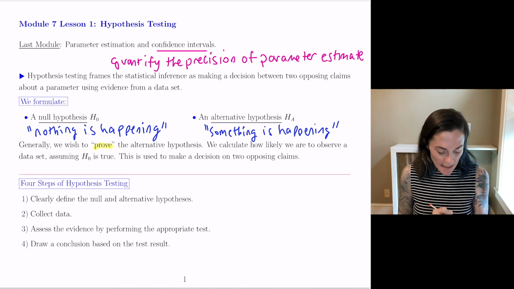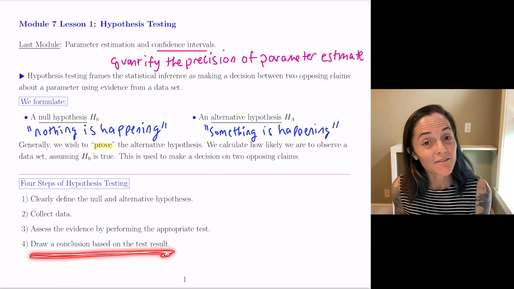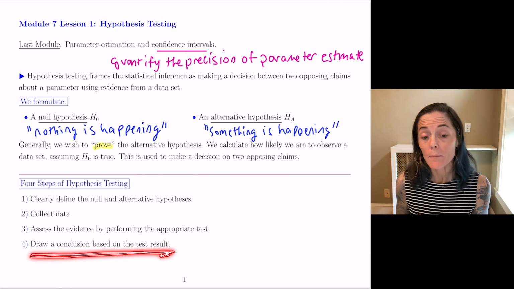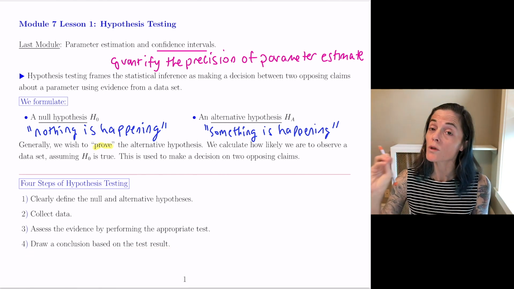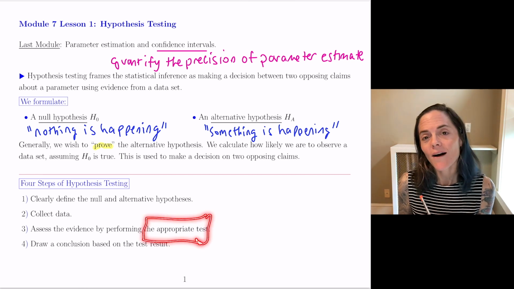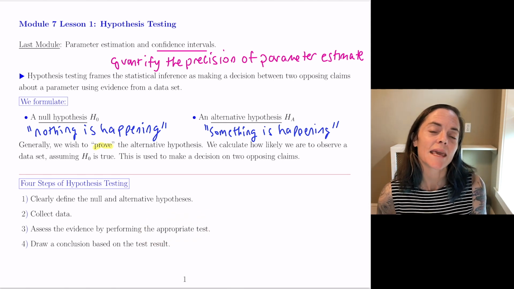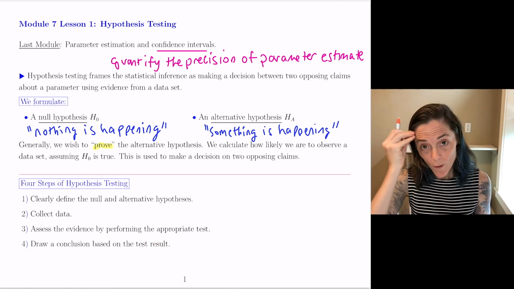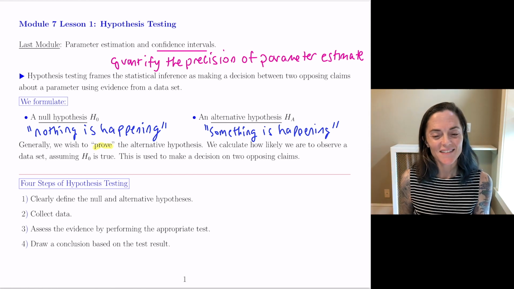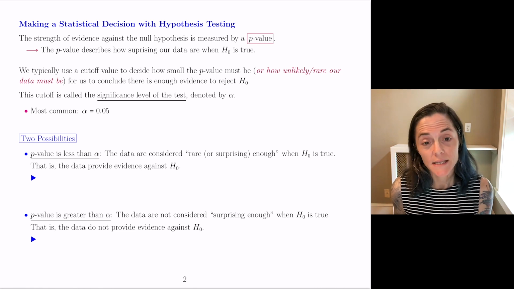This part is really important that we get right, drawing the conclusion, because as we will see when we work through the Canvas pages, performing the test we can do in R. And so understanding the results of the test and making a conclusion, that is where your brain comes into the picture. Making a decision with hypothesis testing.